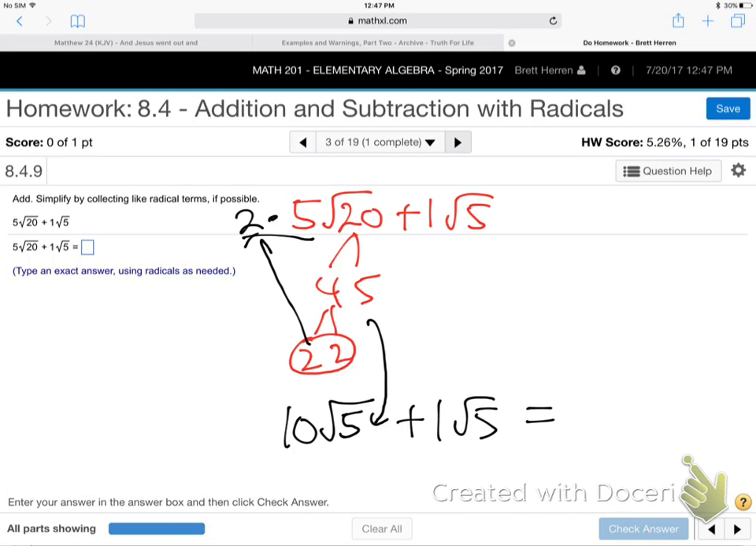Now they're like roots, huh? Now we can add the numbers in the front. 10 roots of 5, 1 root of 5, 11 roots of 5. You got to add the numbers in the front. Does that make sense? Questions on that one? We good?